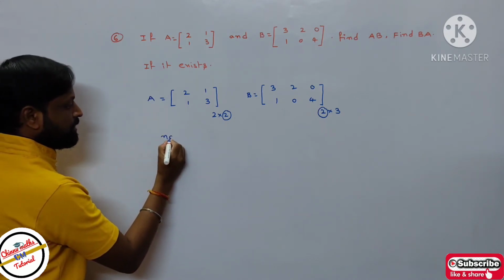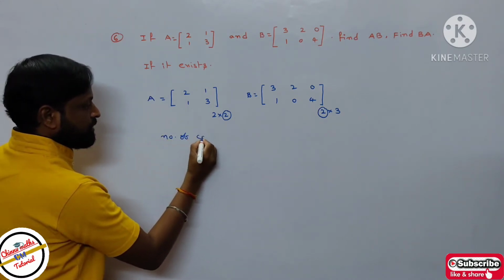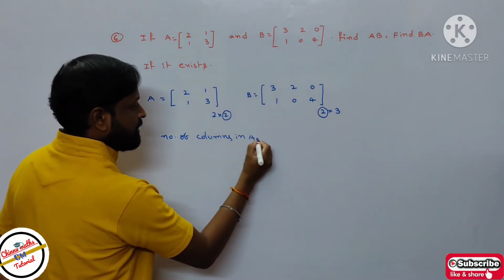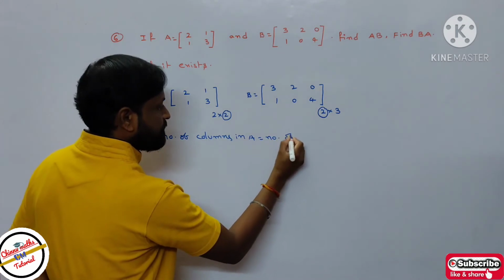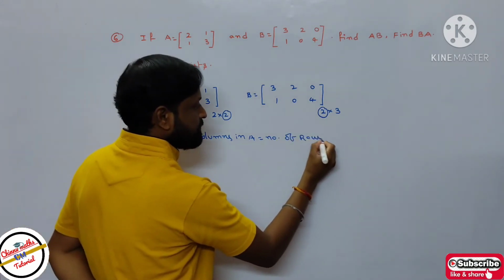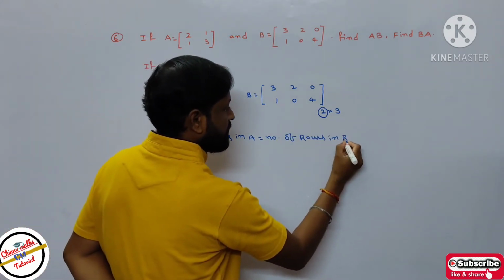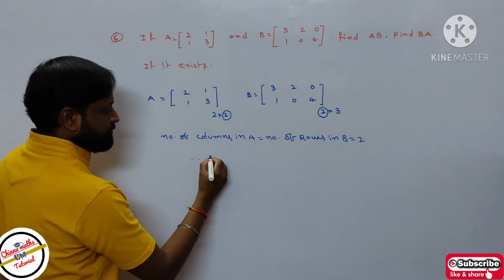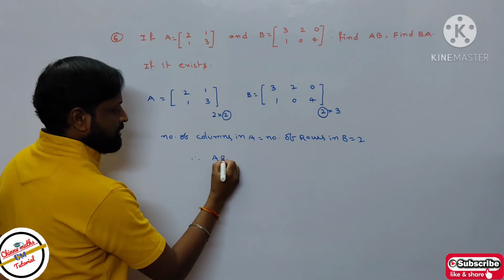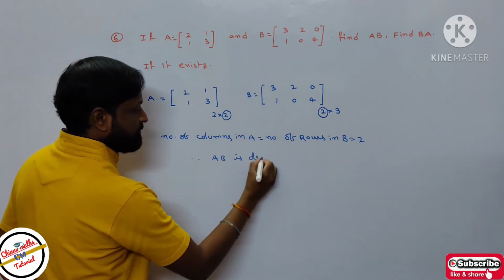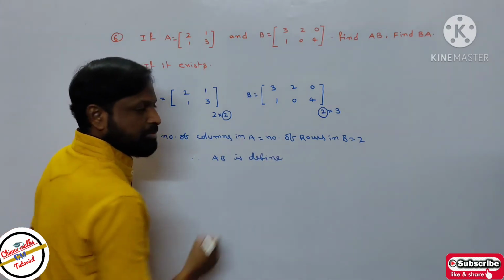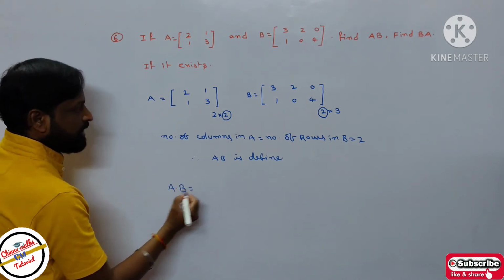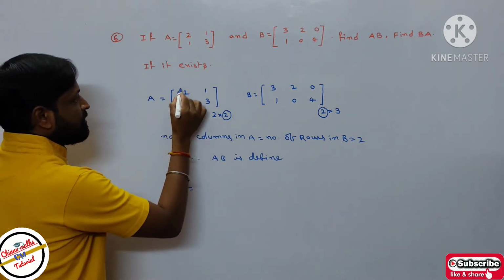So number of columns in A equal to number of rows in B, it is equal to 2. The condition is satisfied. So therefore AB is defined. The product AB is defined. Then you can write the product of A into B. What is the product of A into B?